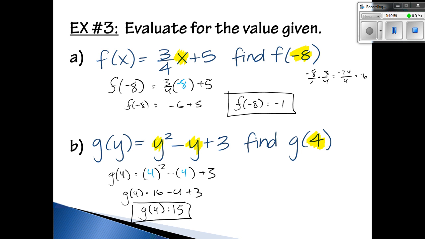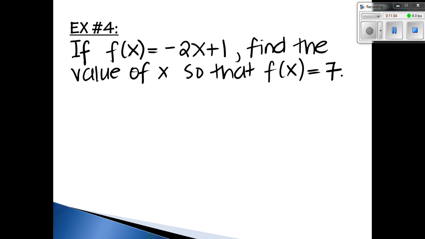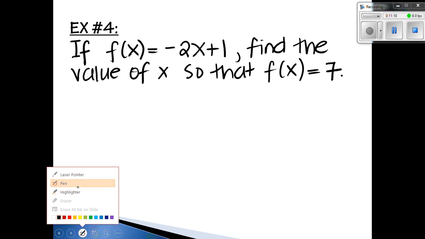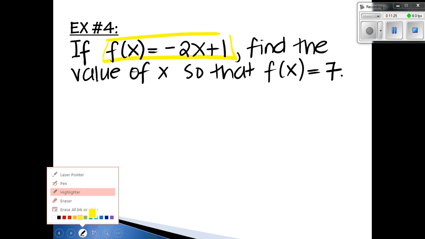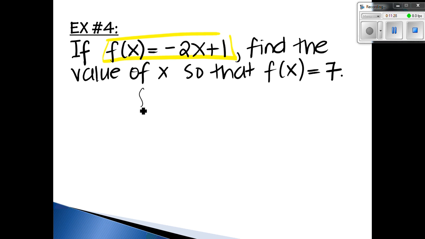Okay, this should be review so far for you guys. All right, let's look at 4. If f of x equals negative 2x plus 1, find the value of x so that f of x equals 7. So it might be like, what is going on here? Let's take a look at our equation. We have f of x equals negative 2x plus 1. So that's going to be the first thing I write. f of x equals negative 2x plus 1.